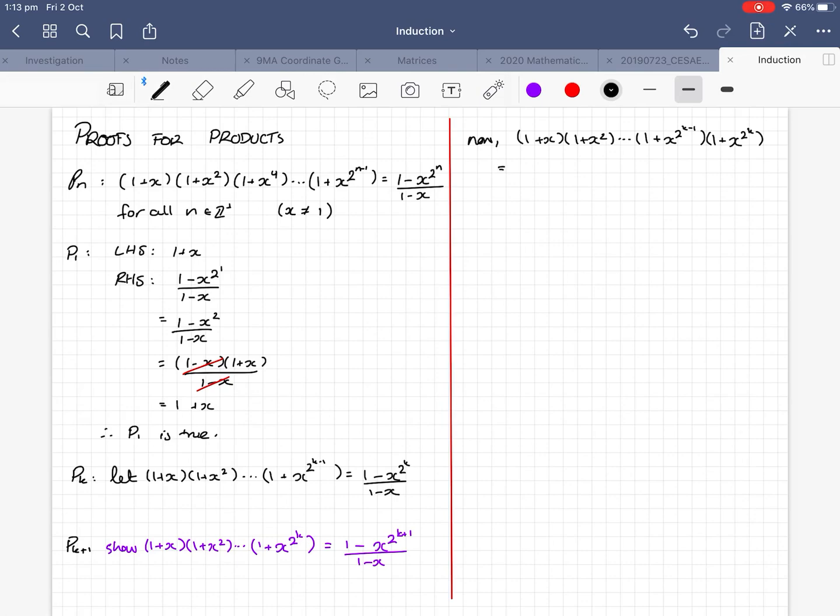All right, anyway, that's equal to, using Pk again, we're pretty much using it immediately, we get (1 - x^(2^k)) over (1 - x) times (1 + x^(2^k)). Now this one actually, I think it's going to work out really quite nicely for us. What I'm noticing is that in the numerator, and in the term that's sitting by itself over here, it looks like we've actually got a difference of two squares. So I'm going to use that to my advantage. So that means that we're going to have (1² - (x^(2^k))²) over (1 - x).